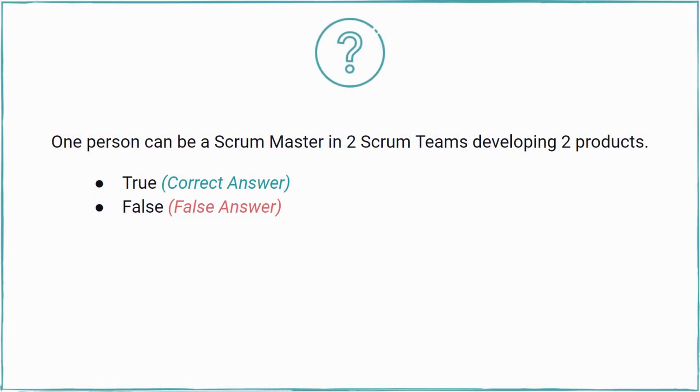Now, is being a Scrum Master a full-time job or a part-time job? The answer is it can be both. If you see a question, "One person can be a Scrum Master in two Scrum teams developing two products, true or false?" the correct answer here would be true. Most likely they want to test your understanding of the fact that the Scrum Master can be a part-time job.